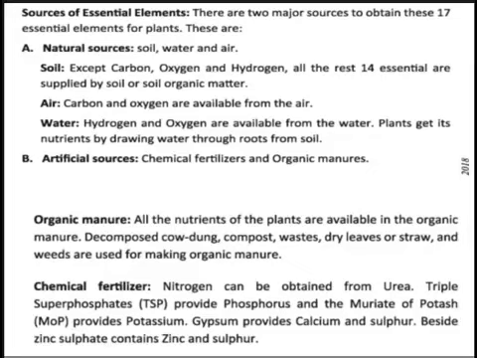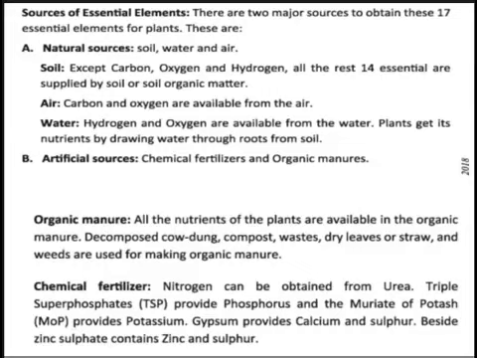Decompost means to rot or decay something, that means cow dung. And compost means the decayed remains of organic matter that has rotted into natural fertilizer. That means when you compost something, it will be turned into a fertilizer. And waste means litter, refuse and rubbish, and dry leaves and straw and weeds are used for making organic manure. And for chemical fertilizer, nitrogen can be obtained from urea.